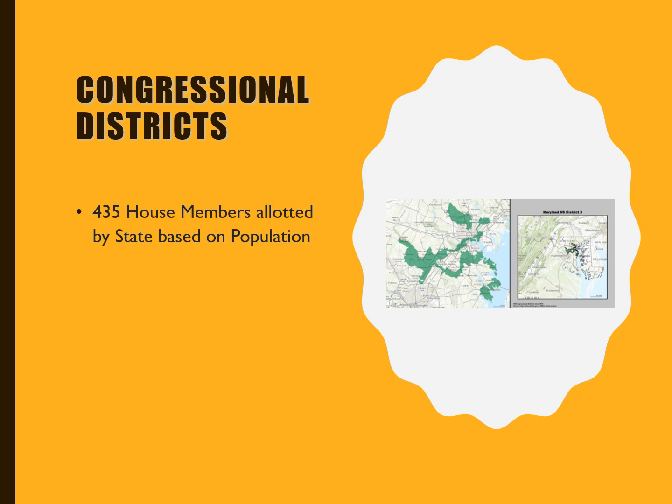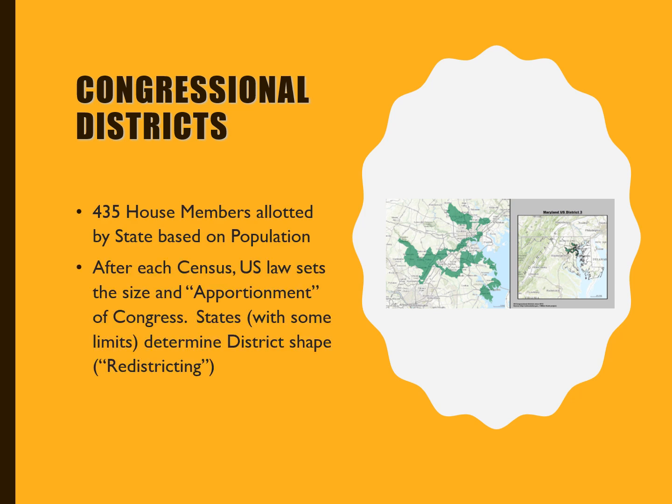The U.S. House of Representatives has 435 members. They are allotted on the basis of population, with large states like California receiving more representatives than small states. In fact, California has 52 members of Congress, while a state like Wyoming only has one. There are 14 members of the House of Representatives from Georgia.